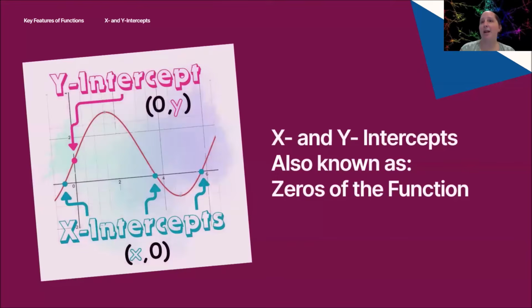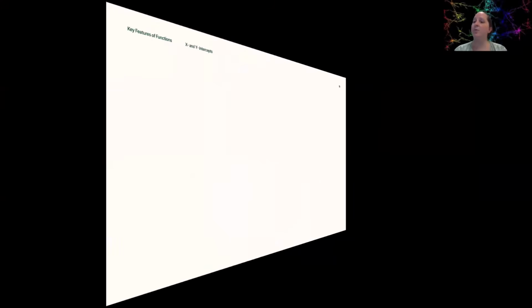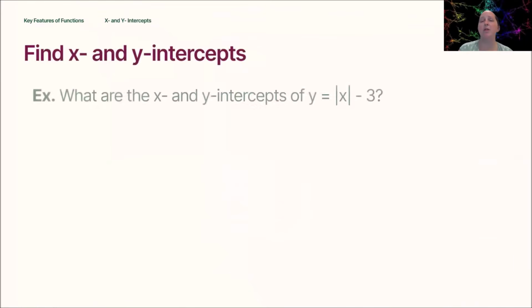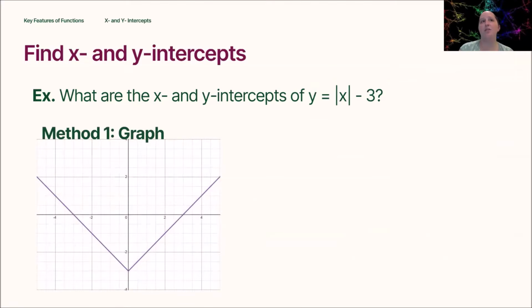Okay. X and Y intercepts are also known as zeros of the function. So basically it's anywhere where that function is going to be 0. So I want to find the x and y intercepts. What are the x and y intercepts of y equals the absolute value of x minus 3? The first method is to just graph it. You can use Desmos. It's a great website, and I'll link Desmos in your Google Classroom.